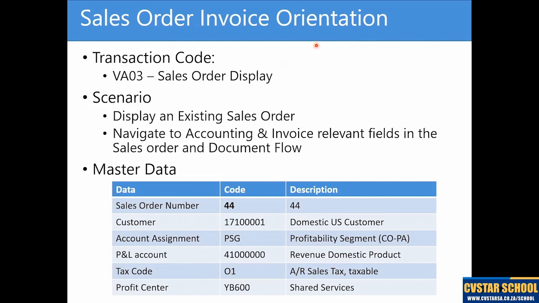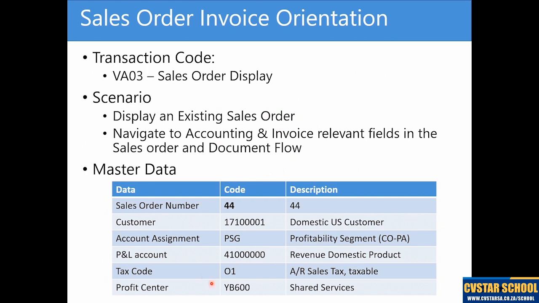Right, so in this lesson, we're going to just look at a sales order and how a sales order relates to an invoice to get some orientation of these logistics documents, so that when you do create invoices related to sales orders, that you have an idea where the data is coming from and how the accounting decisions are being made. So the transaction code is VA03, display sales order. And we're just going to look at an existing sales order and navigate around some of the accounting and invoice relevant fields on the sales order and in the document flow to give you some perspective.